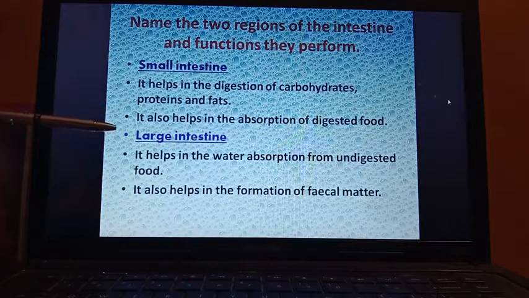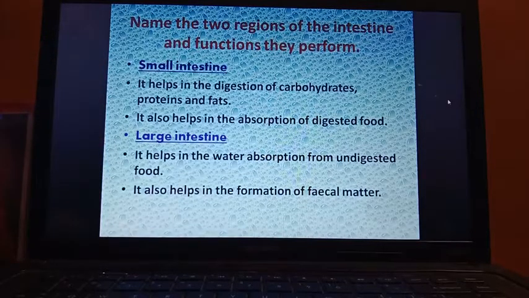Next is large intestine function. It helps in water absorption from undigested food, and it also helps in the formation of fecal matter. So these all are the functions of the small intestine and large intestine. Point wise it is written.